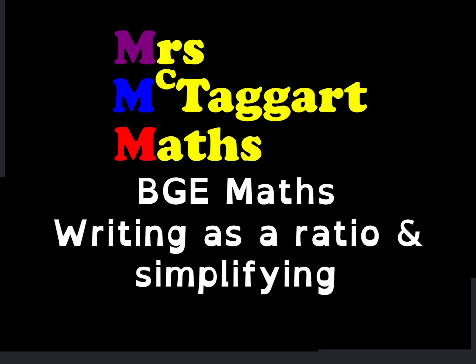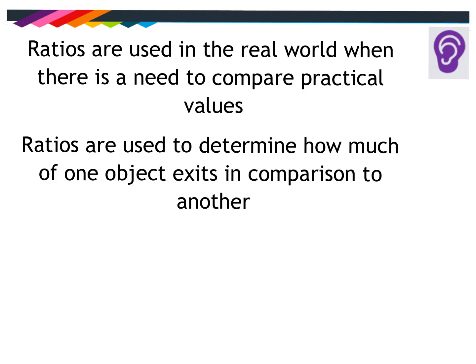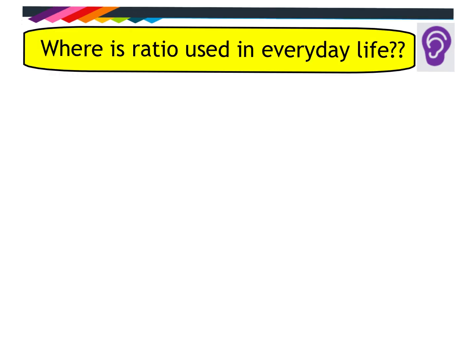Hi, I'm Mr McTaggart. In this video we're going to be looking at writing things as ratios and therefore simplifying them as well. So ratios are used in the real world when there's a need to compare practical values. Ratios are used to determine how much of one object exists in comparison to another. And you'll be aware of ratios in real life without ever actually having been taught this before.